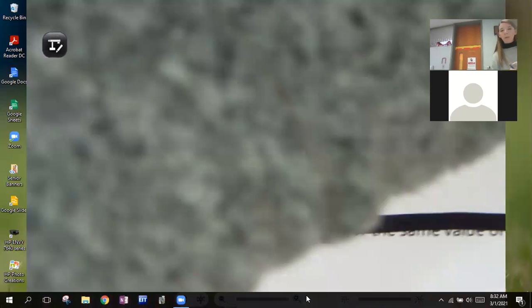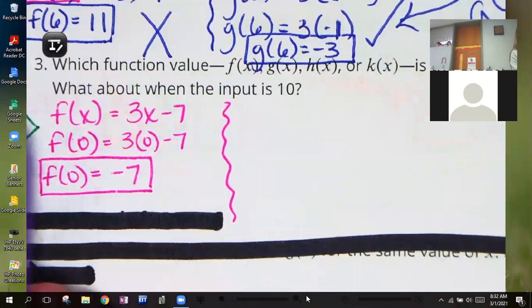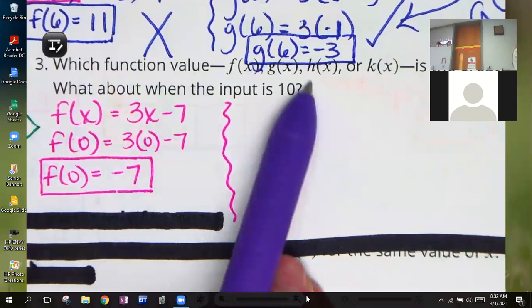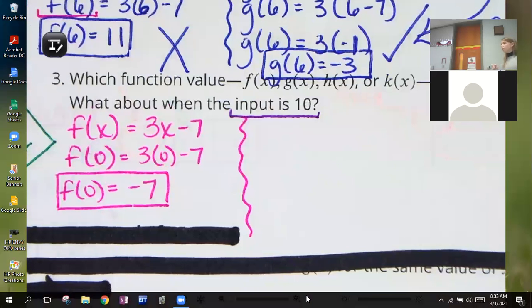If you finish before my timer goes off, there is a part 2. It says, what about when the input is 10? Okay, so what are you going to do all over again? You're going to do everything again, but this time you're going to use 10 as your input. Sounds so fun. All right, I'm going to give y'all 3 minutes to do part 1. If you finish part 1, go on to part 2. If you need a calculator, they're in the sink back there. You will more than likely need a calculator for when you get to h of x and k of x, because there's division and stuff. All right, 3 minutes. Ready? Go.